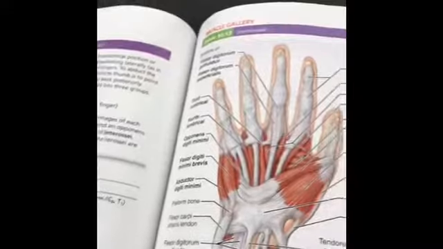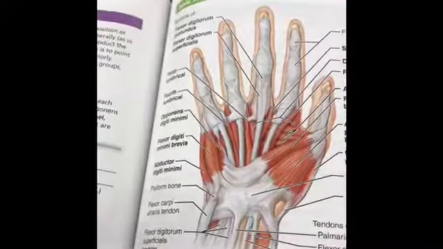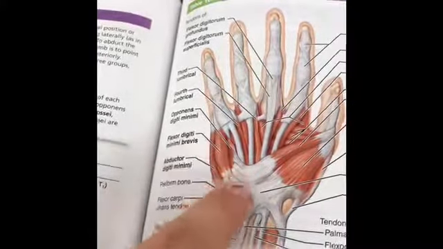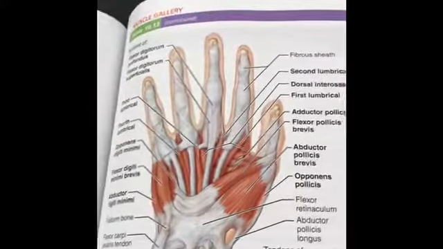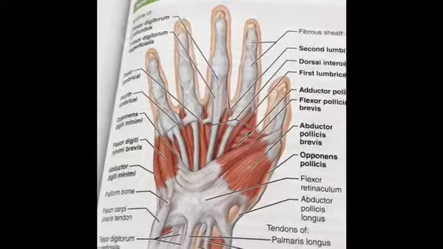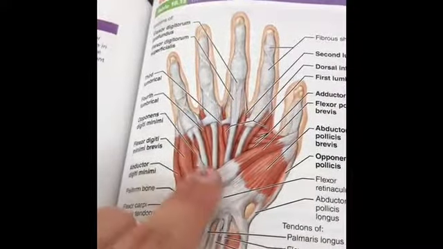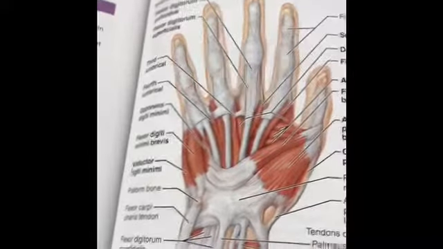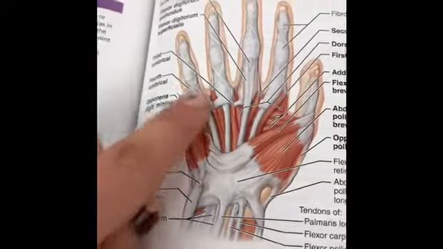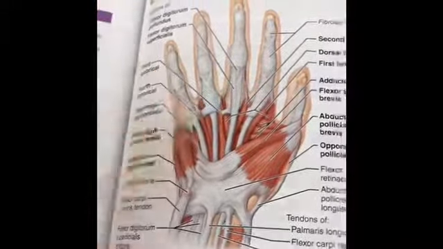The flexor digiti minimi brevis is here. The origin is the hamate bone and flexor retinaculum. The insertion is the same as the abductor digiti minimi. This flexes the little finger.